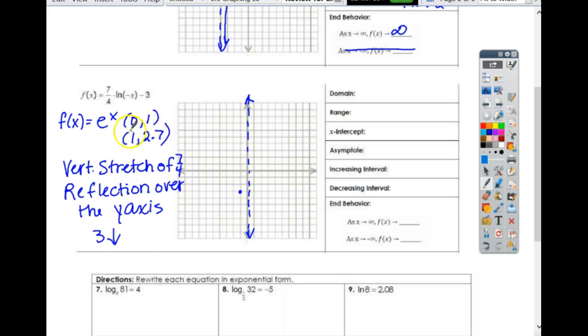So on the second point I'm going to start again. I'm going to do 1 and 2.7, but that should be the 2.7 and 1, which would go here. Okay? And so the vertical stretch, since I'm at 1, if I multiply times 7/4, that takes me here. If I reflect it over the y and then move it down 3, I end up right here.